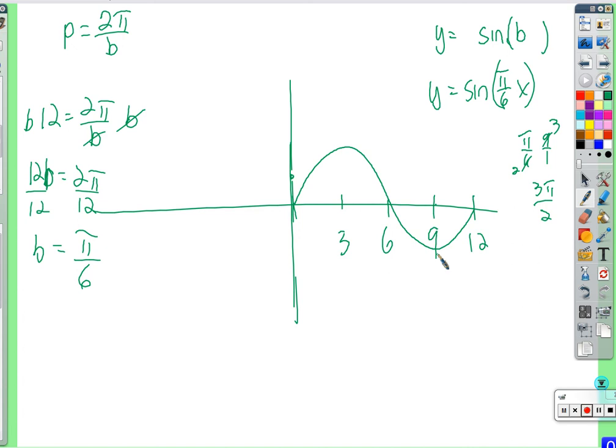But for now, we just got that homework right there, 14.1. We're going to be graphing sine waves, cosine waves, and we don't have time for tangents.